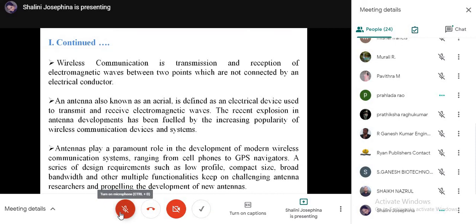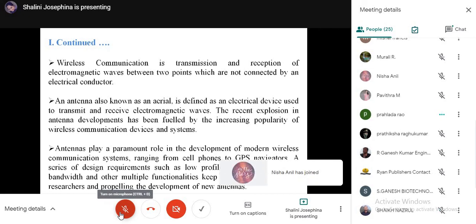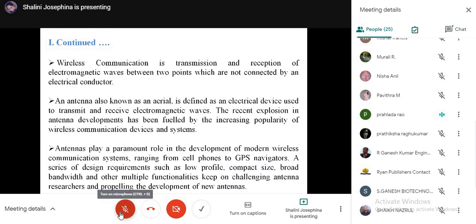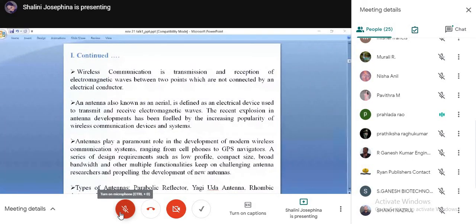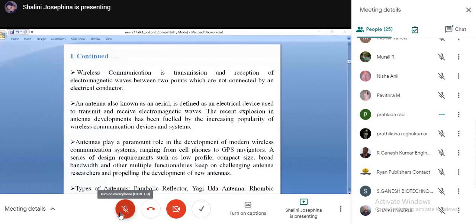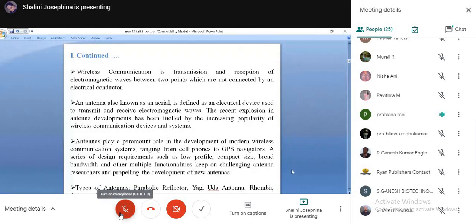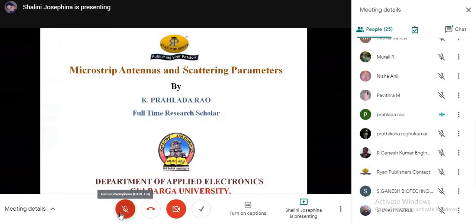maximum power can be transferred to the output device. Nowadays antenna researchers are concentrating more on different types of antenna because of their prominence in wireless communication devices and systems. These antennas play a very important role in various types of communication systems, ranging from cell phones to GPS navigators, radars, etc. Now, you might have seen various types of antennas.